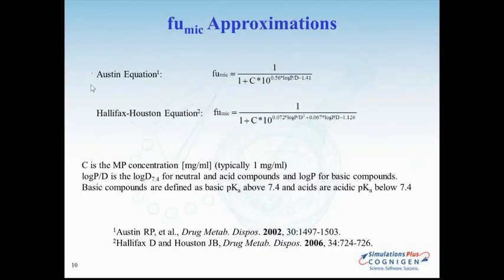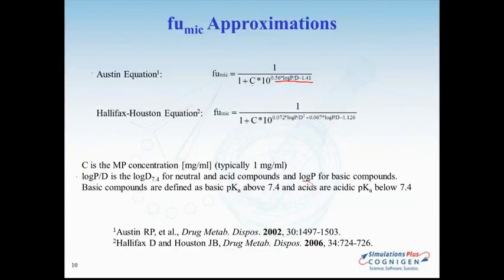Austin noticed a trend between log P and log D and the fraction unbound in microsomes. In this equation, C is the concentration of the microsomal protein, and he fitted that to a log P/D equation here. The log P/D is either the log D of the compound or the log P of the compound. It's the log D for neutral and acidic compounds and log P for basic compounds. Log P is always greater than log D.